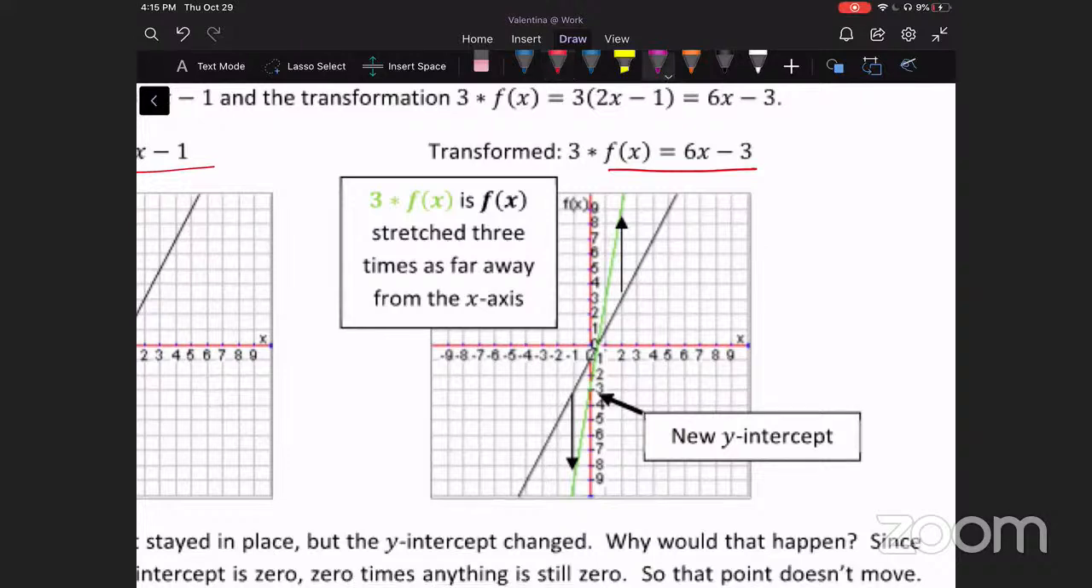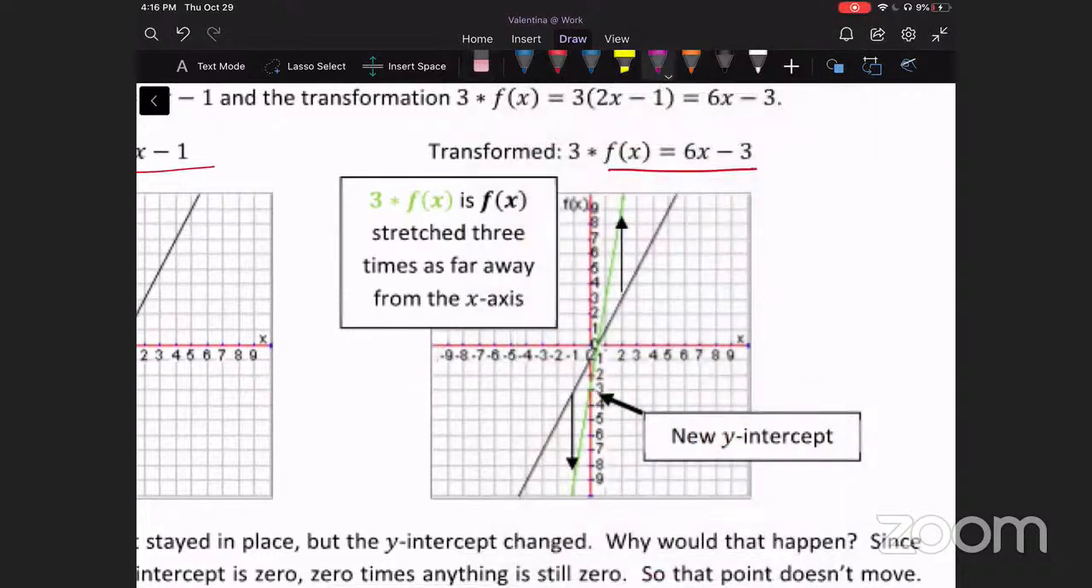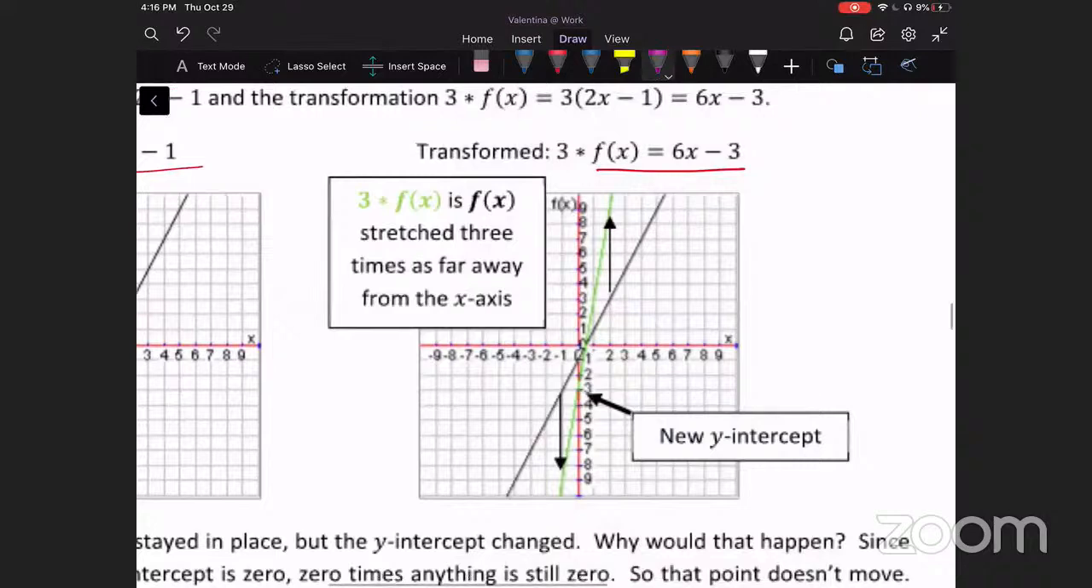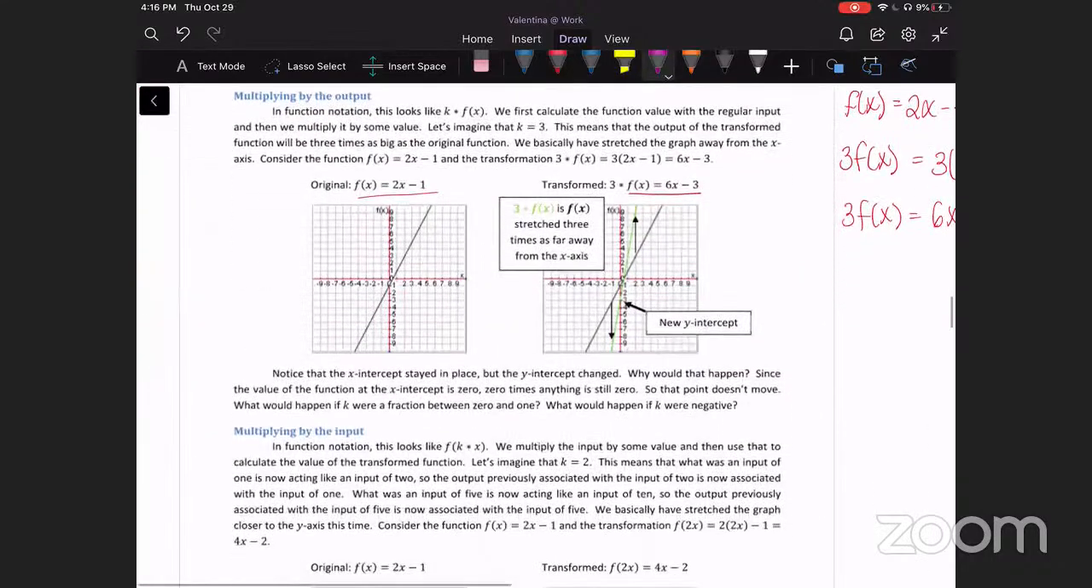What we're using as our reference is the x-axis here. And then the line moved away from this axis 3 times as much as the original. So that's what happens when you multiply your output by a constant number: you're going to have a stretching effect. We basically have stretched the graph away from the x-axis. So that's what we did.